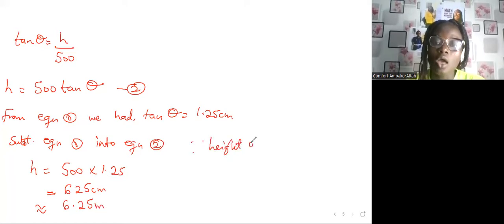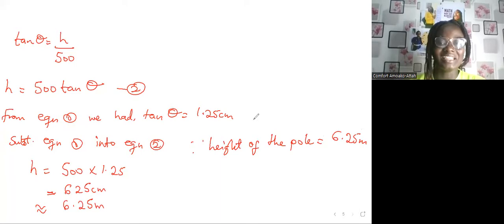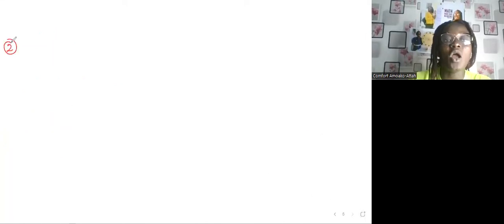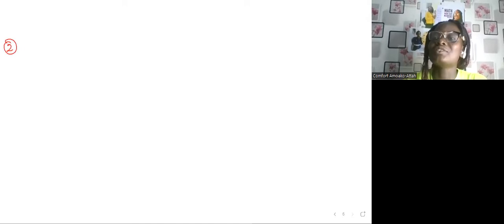So therefore, we are getting our height. So height of the pole is equal to 6.25 meters. So simple, isn't it? Great. Now let's pick our second example. And I'm expecting you to solve this even before I solve it. So let's continue.